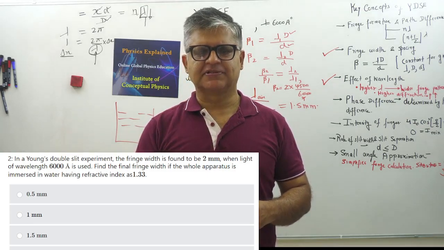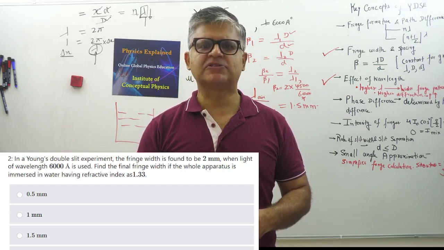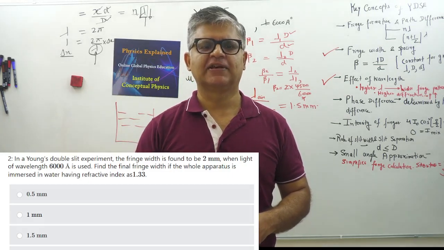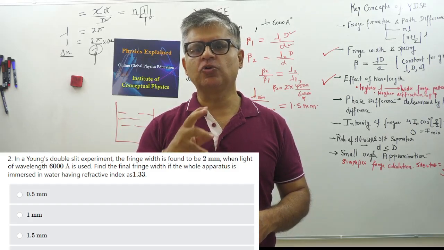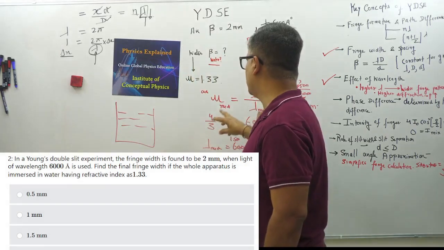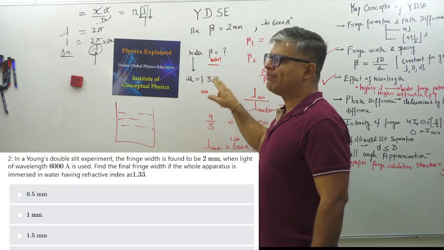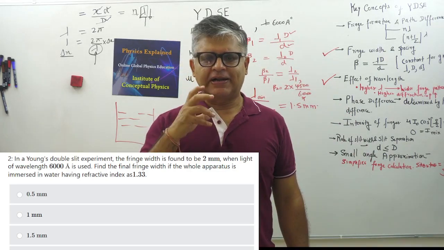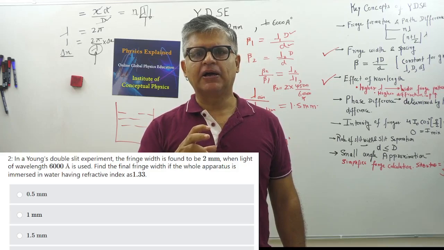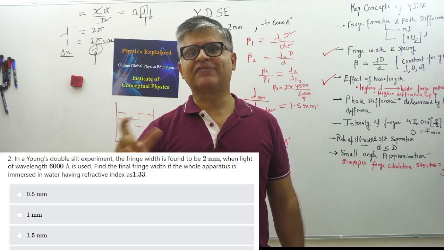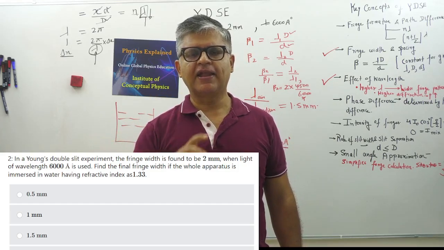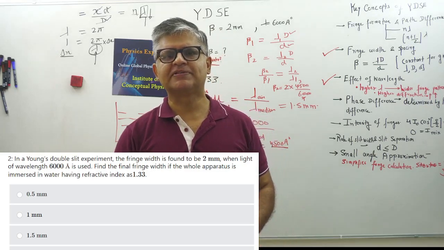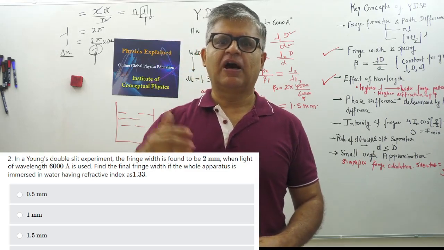Path difference change happens when you immerse the setup in the liquid, and so does the phase. This is the way you need to look at this problem, not just purely as a problem with refractive index, but also think in terms of a decrease in lambda increasing the path difference. To keep n lambda as is, we increase the value of n, which means more waves are accommodated.